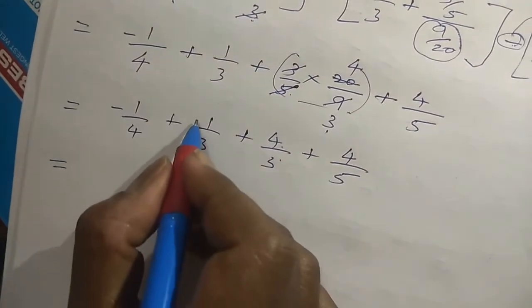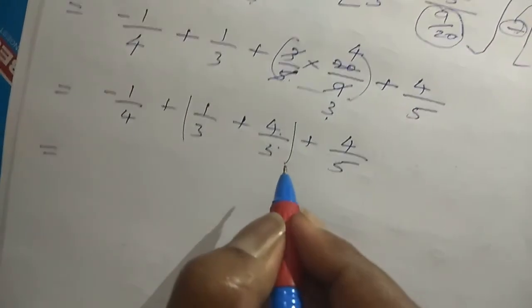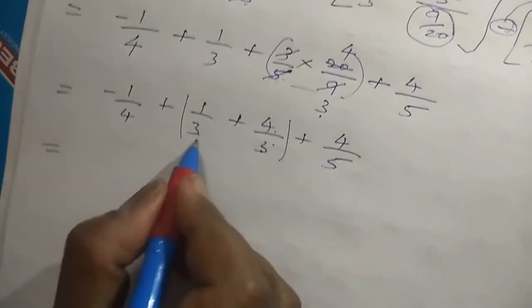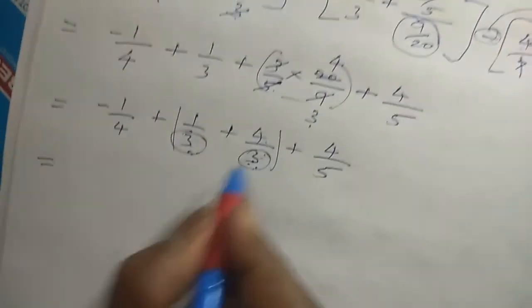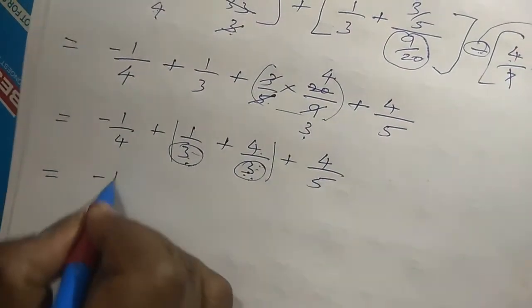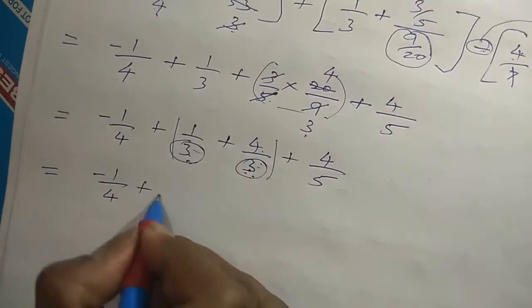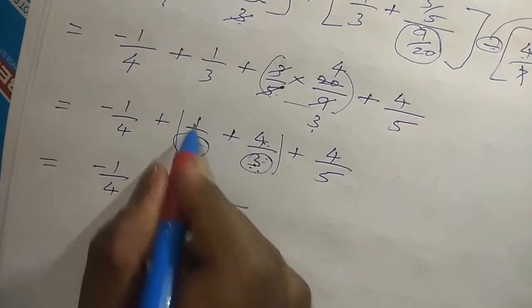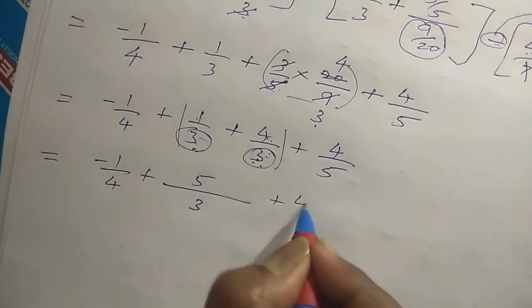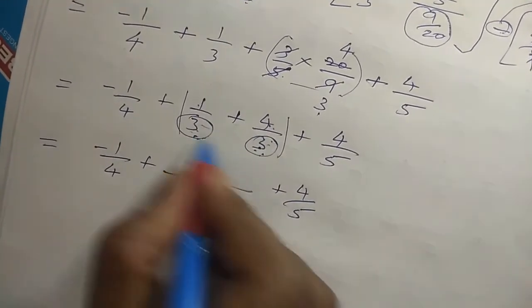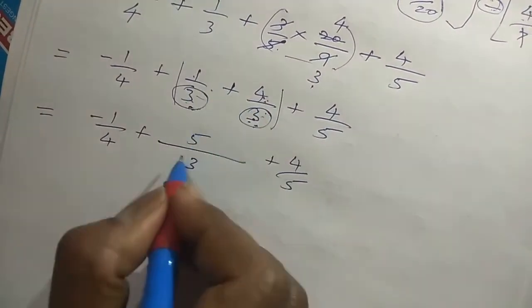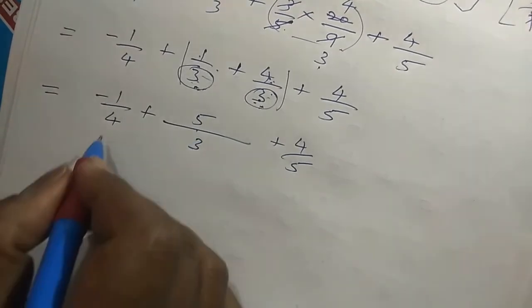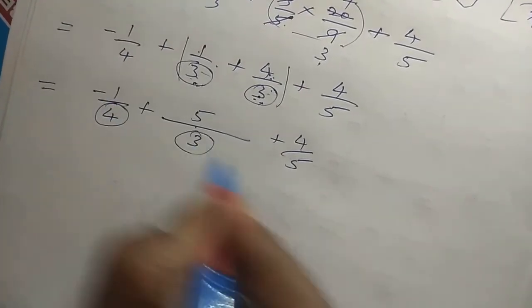When we club these two, we have two denominators that are the same, this 3 here and 3 here. So straight away we can add, and it will be more easy. So it is minus 1 by 4 plus 4 plus 1 is 5, plus 4 by 5. First we club all the denominators which are the same, we just add and keep it, that's all. Okay, so we now have 4, 3, 5.